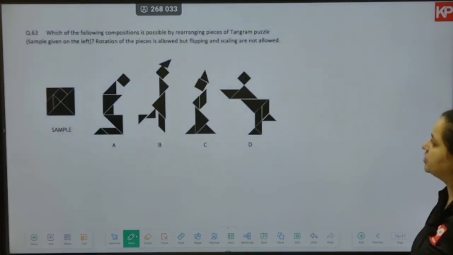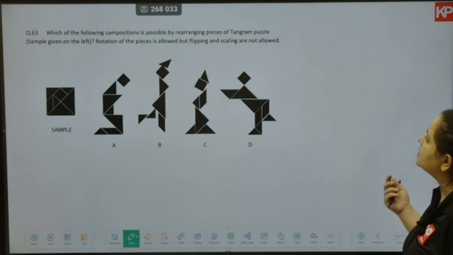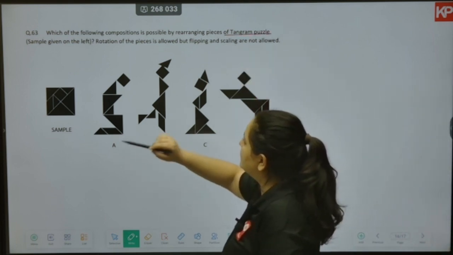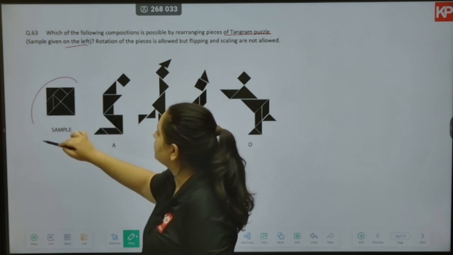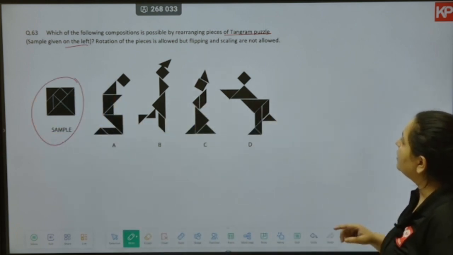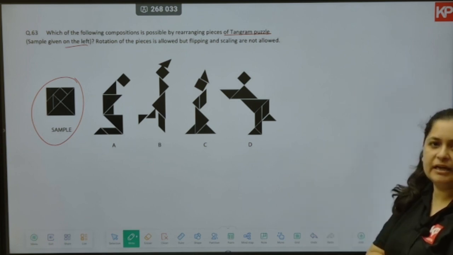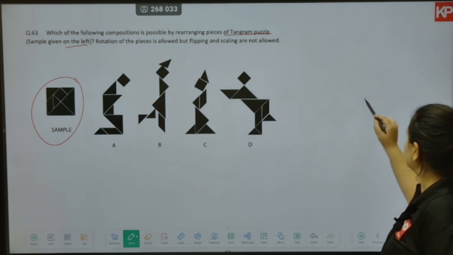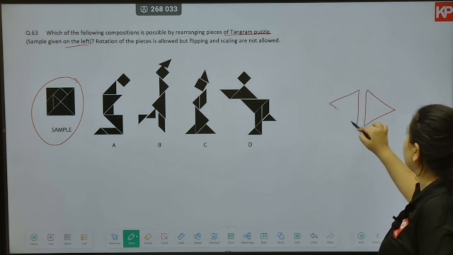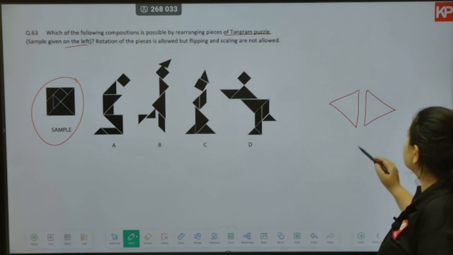Now, what kind of questions are asked in our exam? Which of the following compositions is possible by rearranging pieces of tangram puzzle? Sample is given on the left. Okay, rotation of the pieces is allowed, but flipping and scaling is not allowed. What is flipping? Completely flipping it like this, if it is a triangle and you are completely flipping it, or using a mirror image. That is not allowed, and scaling is not allowed.